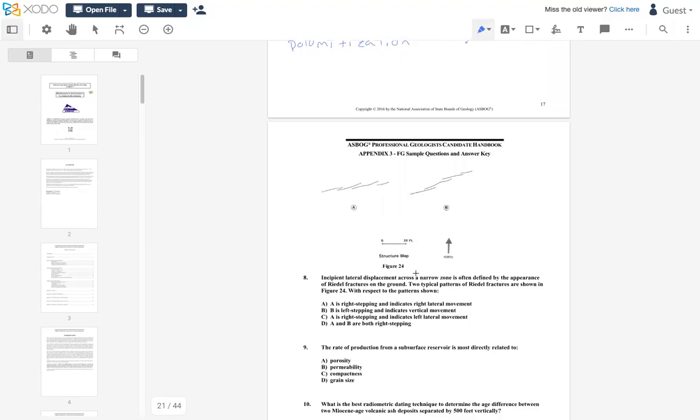Okay. D, incipient lateral displacement across a narrow zone is often defined by the appearance of rhytal fractures on the ground. Two typical patterns of a rhytal fracture are shown in figure 24. With respect to the pattern shown, A is right stepping, indicates right lateral movement.